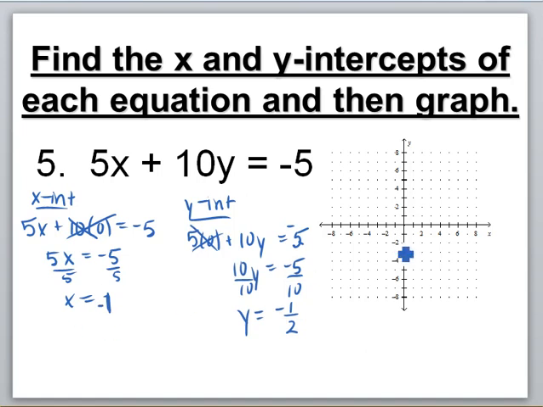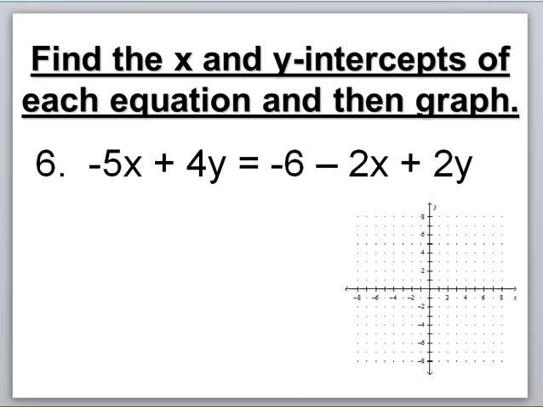So on the x-axis, I find, here's my x-axis, I find negative 1 and create a dot. On my y-axis, here's my y-axis, I find negative 1/2. Now this is really close together, but there's negative 1/2. It's between 0 and negative 1. And what I will do is connect those two dots together as best I can. And there's my graph.